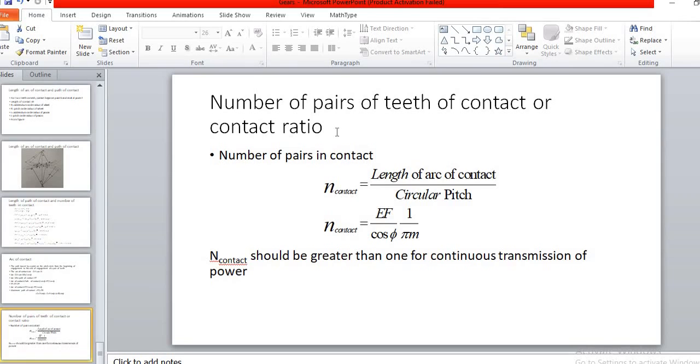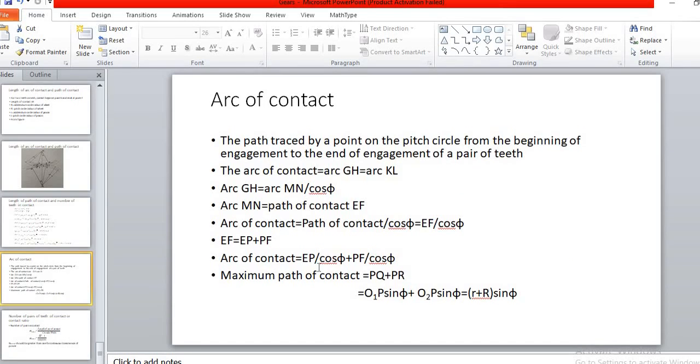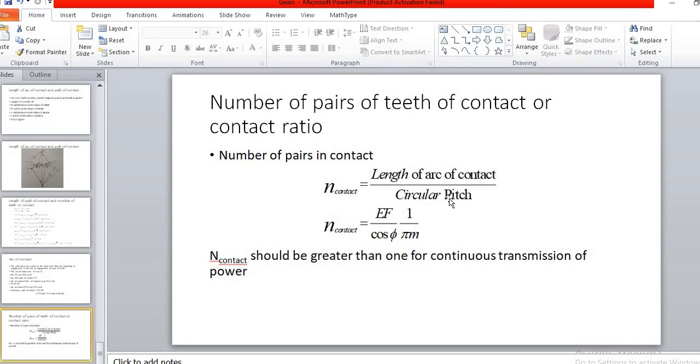Now the number of pairs of teeth in contact, or contact ratio, is nothing but the length of arc of contact upon circular pitch. The length of arc of contact we calculated right now is EF upon cos phi. This divided by the circular pitch, and circular pitch is pi m. So the length of arc of contact, EF by cos phi, divided by pi m, is nothing but the number of pairs of teeth coming in contact.